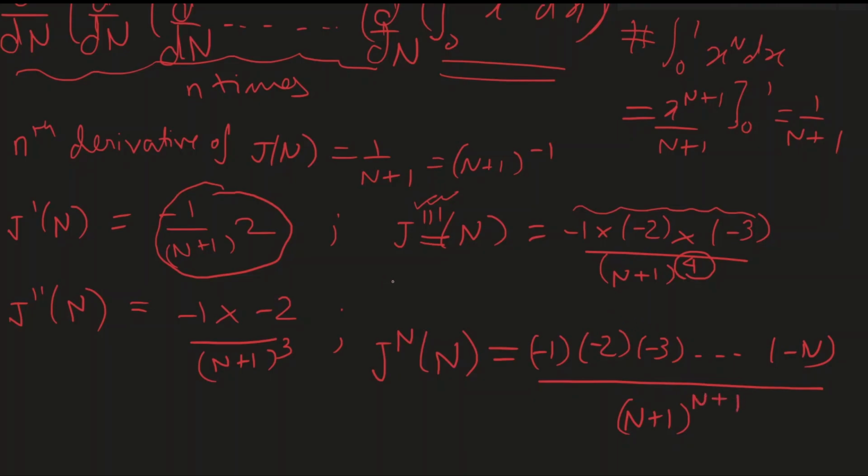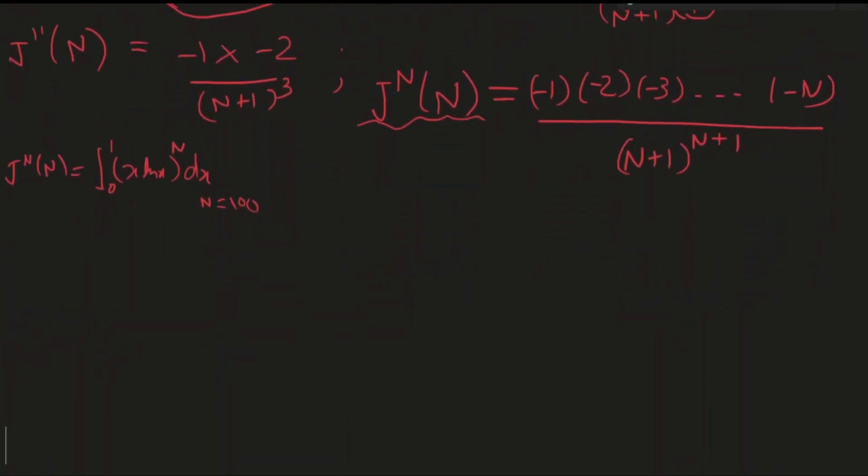Now notice what I had to do was replace. J(n) is nothing but the integration from 0 to 1 of x^n dx. So what I'm going to do is replace n with 100 here, and I'm going to get the final answer to this question.